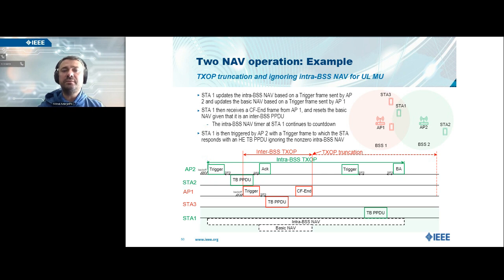The intra-BSS NAV is going to be used all the time unless AP2 triggers the station, which occurs at the last exchange, where AP2 sends a trigger and station 1 ignores the intra-BSS NAV to generate the trigger-based PPDU.